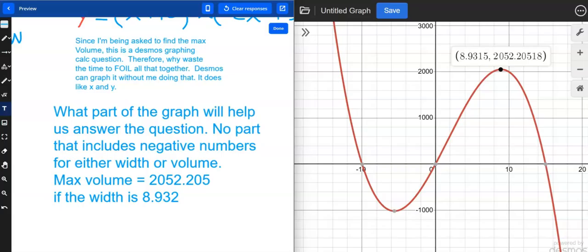However, that is the max volume, 2052.205. Okay? So that takes care of this question. But it's a Desmos question. You just have to know what part of the graph makes sense to use.